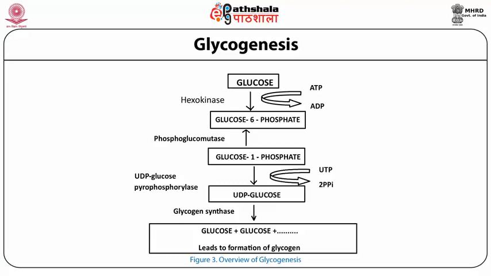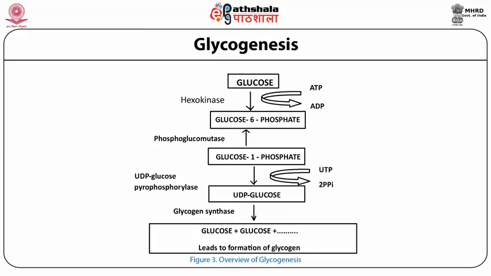The enzymes hexokinase, phosphoglucomutase, UDP-glucose pyrophosphorylase and glycogen synthase play an important role in the process of glycogen synthesis. A new glucose residue is attached to the primer by glycogen synthase. Glycogen synthase catalyzes the transfer of glucose from UDP-glucose. The new glucose molecule is transferred to the C4-hydroxyl group at the non-reducing end of the growing glycogen molecule.